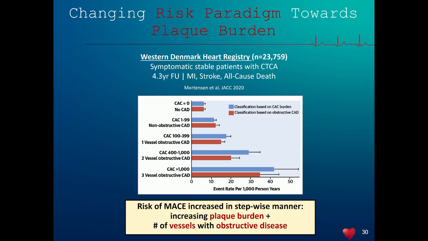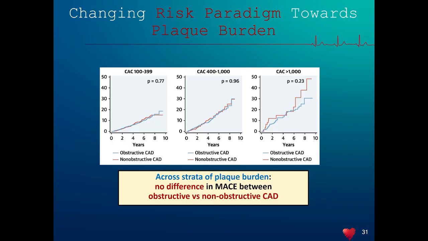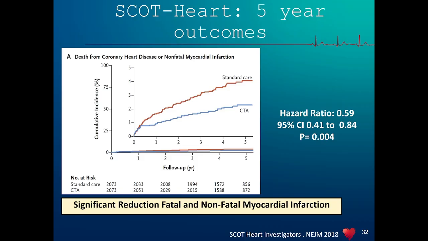This was a registry looking at symptomatic stable patients and the risk of MACE based on their plaque burden. Essentially, the more plaque they had, the more risk of adverse events. Again, I might be running out of time very shortly, so I'll try to keep it brief. Here is another slide to stress the point: more plaque, more risk.